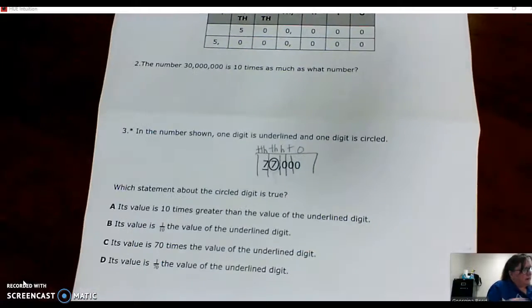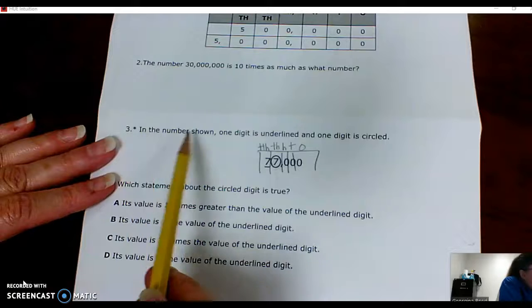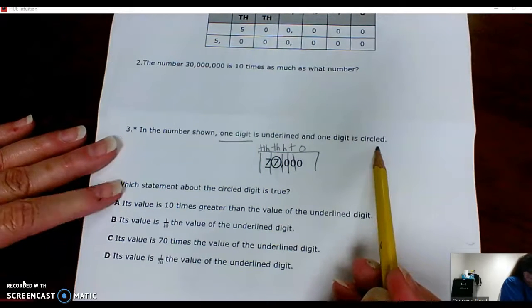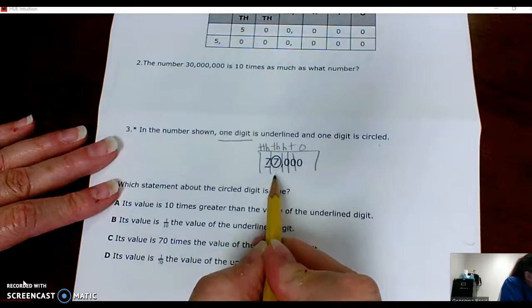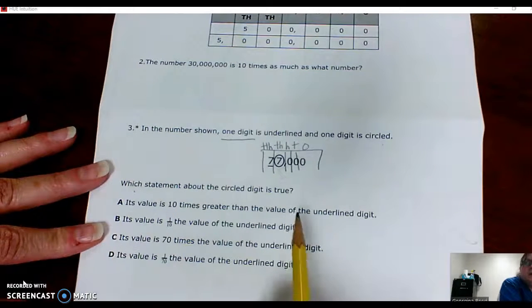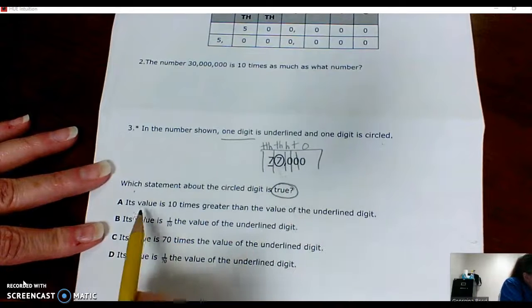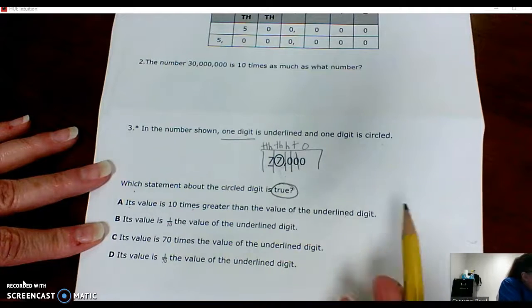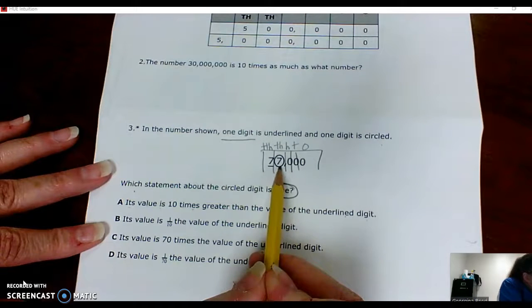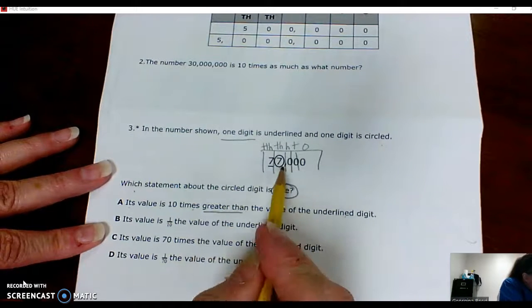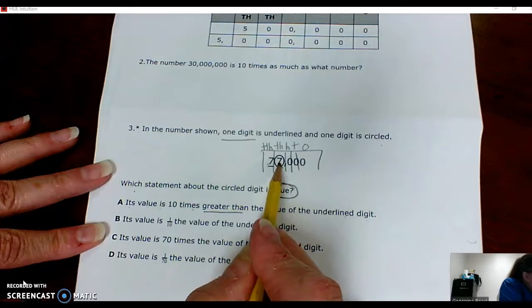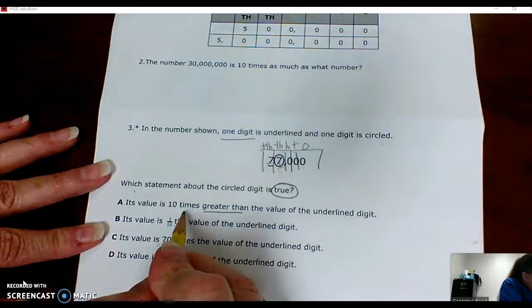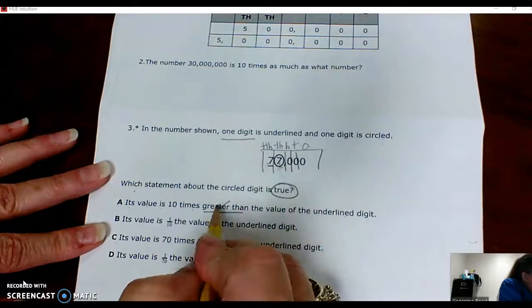Then the next is where we have to understand that in the numbers, one digit is underlined and one digit is circled. Okay? So we want to know what is true. Which statement is true? So we're looking for the true. Its value is 10 times greater than the value of the underline. So this is saying this circled one is greater than this 7. But this is in the 10,000s or in the thousands place. Okay? This is not greater. That's not true.